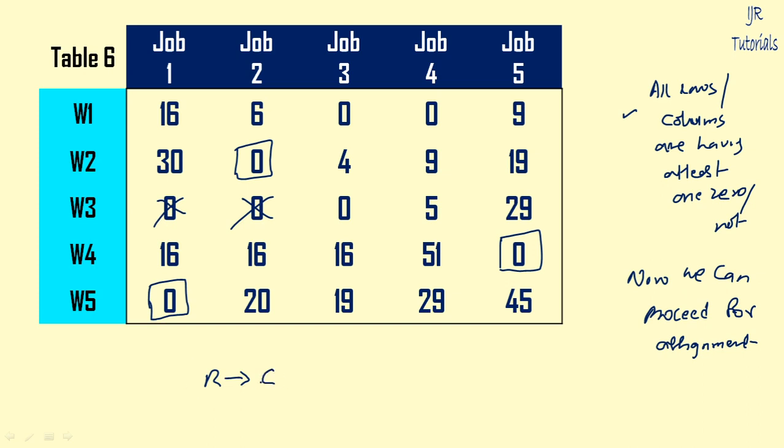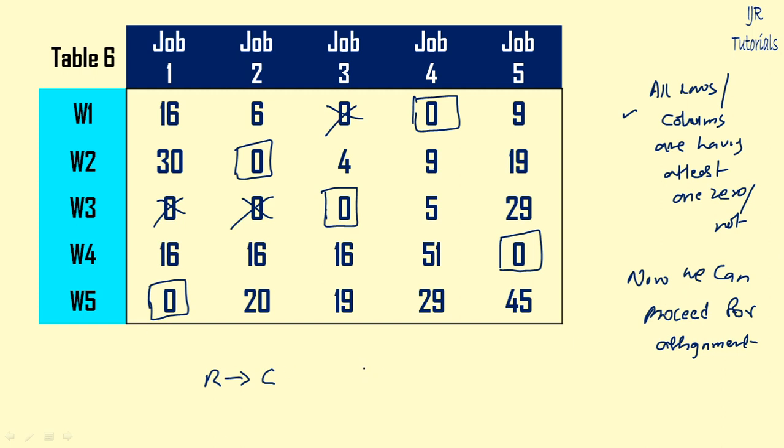Now we can do the column process, considering single zeros. Job 1 already assigned, job 2 already assigned, job 3, yes, there are two zeros, leave it. Job 4 has only one zero. We can directly assign like this and strike off this one. And there is only one zero left over, so we can directly assign like this. So this one is completed.